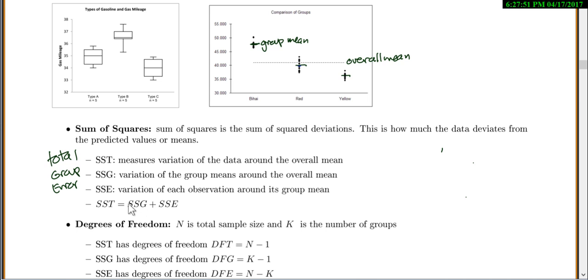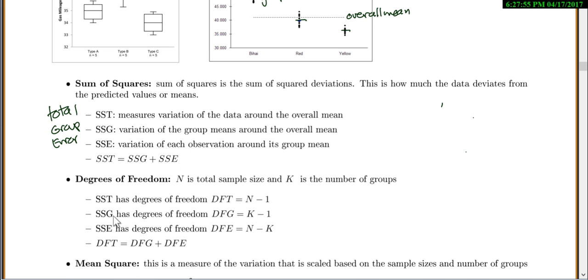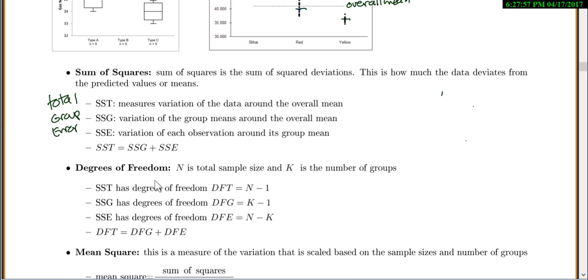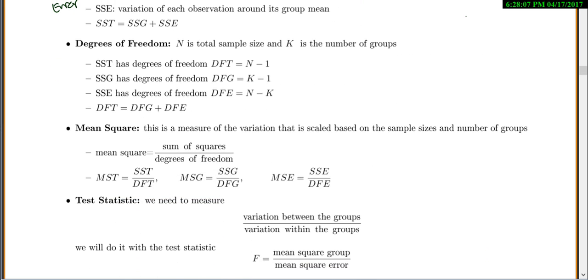And it turns out that if you add SSG and SSE, you'll get to SST. Okay, for degrees of freedom, we have different degrees of freedom. So each of these different things has its own little degree of freedom, which you don't really need to worry about finding them or thinking too much of that.